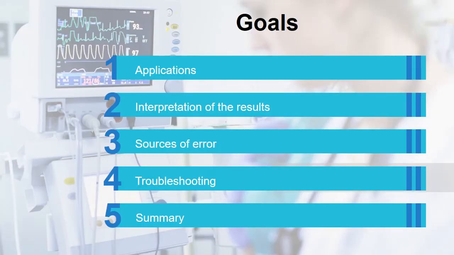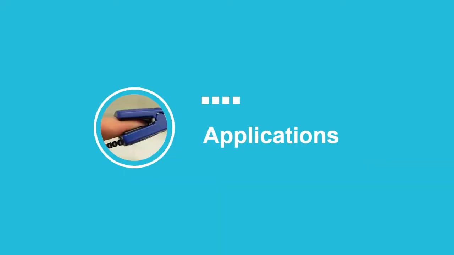So let's begin with today's topic. The goals of today's discussion will be applications of pulse oximetry, interpretation of the results which we get from the pulse oximeter, and what the sources of error are and how we can troubleshoot them. Then we are going to summarize the whole thing. Okay, starting with the applications.